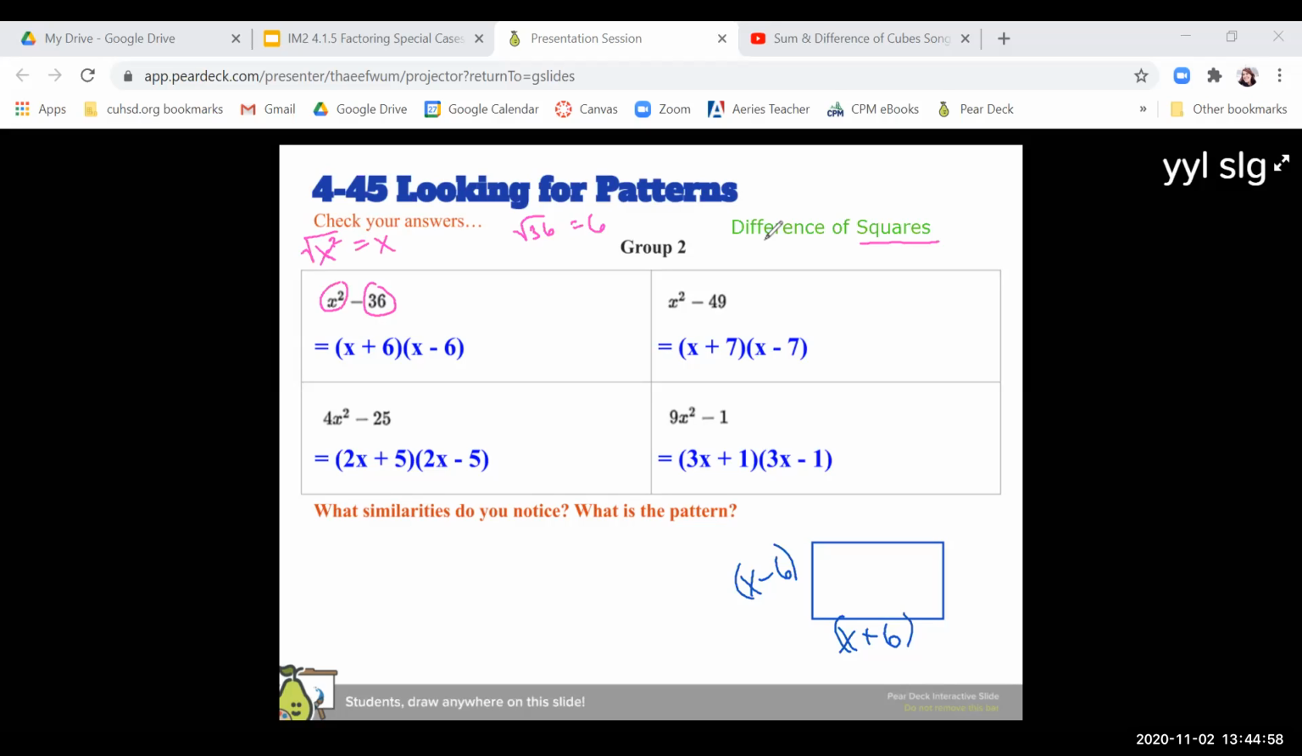If we look at each of these different problems, we have x squared, that's a perfect square, and 49, that's 7 times 7. 4x squared is 2x times 2x, so that works, and 5 times 5 makes 25. 9x squared is 3x times 3x, and 1 is 1 times 1. So every number I've circled on here is considered to be a perfect square.